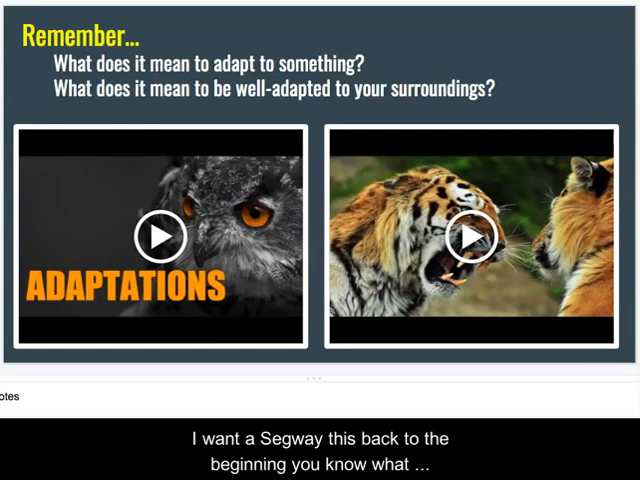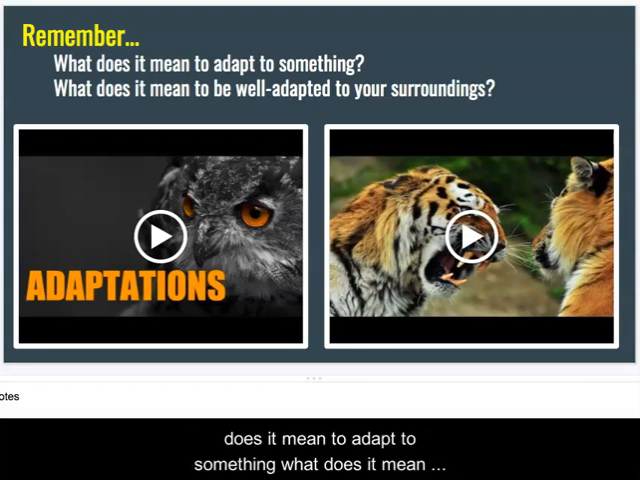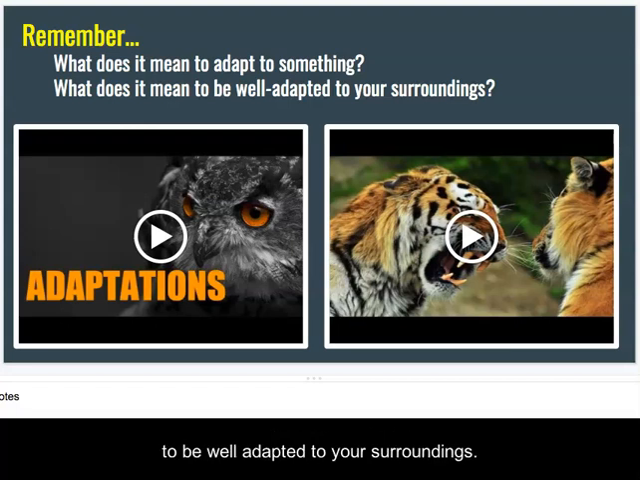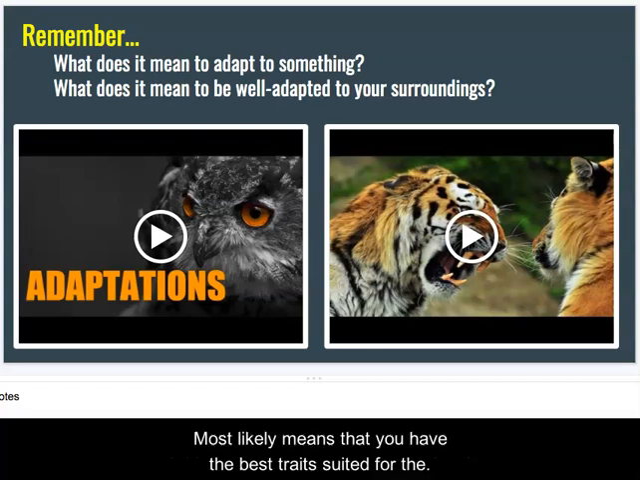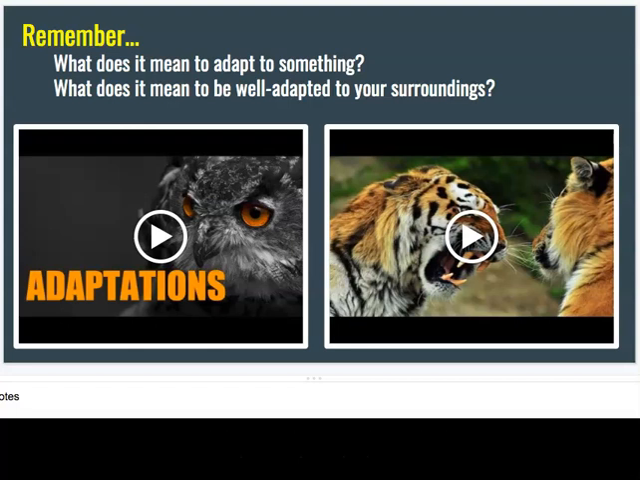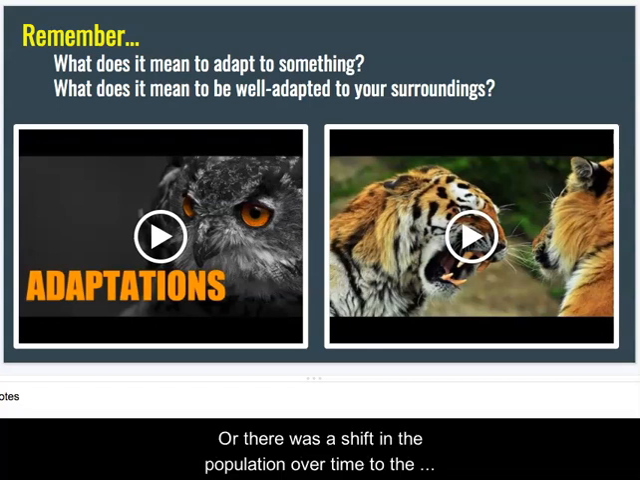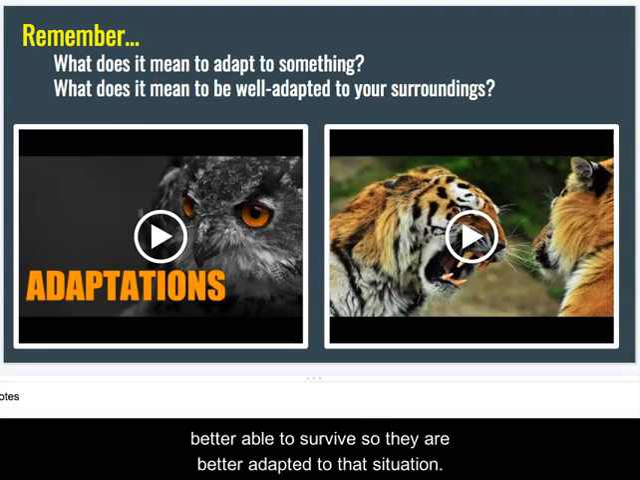Okay, so I want to segue this back to the beginning. What does it mean to adapt to something? What does it mean to be well adapted to your surroundings? That most likely means that you have the best traits suited for the environment. Or there was a shift in the population over time to the advantageous traits, and therefore those organisms are better able to survive. So they are better adapted to that situation.